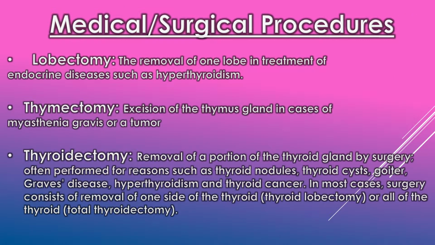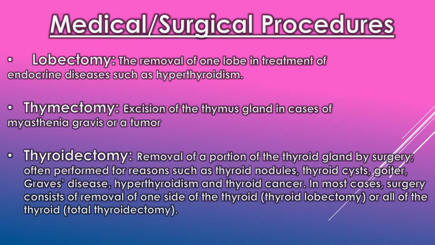Medical surgical procedures that are associated with endocrinology. The first one is lobectomy. Lobectomy is the removal of one lobe in treatment of endocrine diseases such as hyperthyroidism. The next one is thymectomy. Thymectomy is the excision of the thymus gland in cases of myasthenia gravis or a tumor.